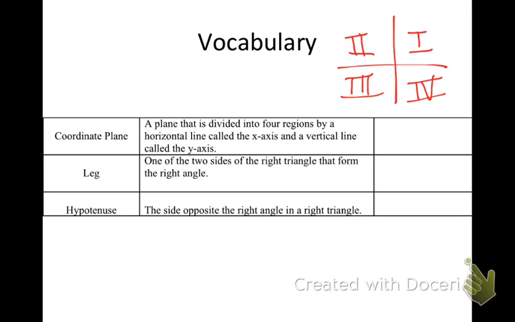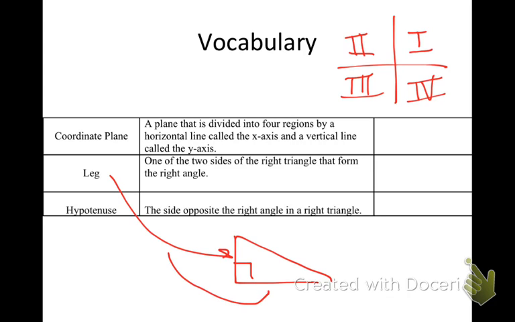All right. A leg is one of the 2 sides of the right triangle that form the right angle. So imagine here I have a right triangle. The legs are what form the right angle. The hypotenuse is the side opposite the right angle. Hypotenuse is also always the longest side.